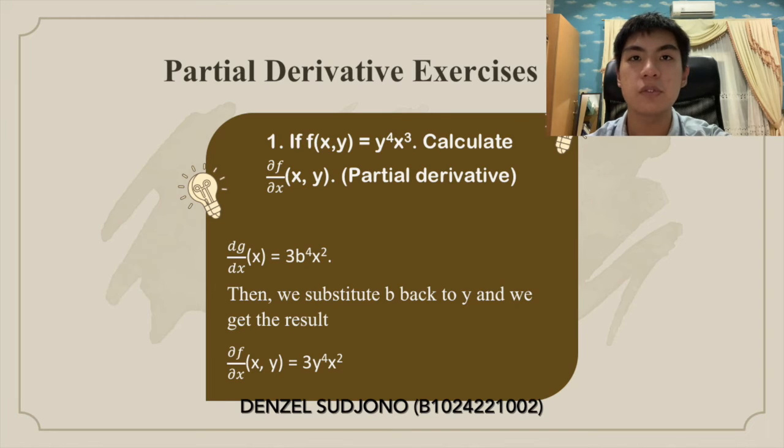By using the rules of ordinary differentiation, we get dg/dx of x equals 3b to the power of 4 times x to the power of 2. Then we can substitute b back to y, and we get the result, which is ∂f/∂x of x and y equals 3y to the power of 4 times x to the power of 2.